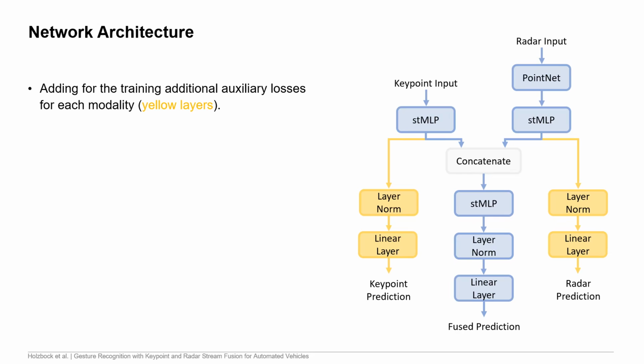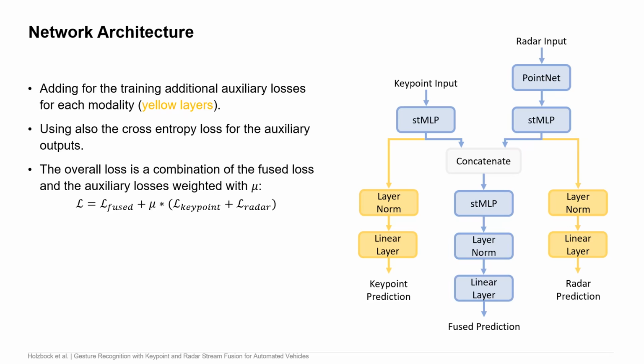Additionally to the fused prediction loss, we use some auxiliary losses for each modality, here shown in yellow. The task of the auxiliary losses is also to predict the shown gesture, and therefore we use the cross-entropy loss. The overall loss is a combination of the auxiliary losses and the fused loss.